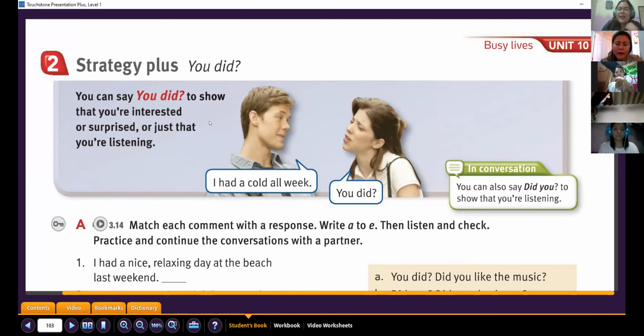If somebody tells you, hey, I passed my exam, I passed the TOEFL test, a really difficult exam, and then what is your reaction? You can say, you did? Really? You can say you did to show that you are interested, or that you are surprised, or just that you are listening. I passed the exam. You did? That's amazing. You did? Ah, really? Or you did? That's nice.